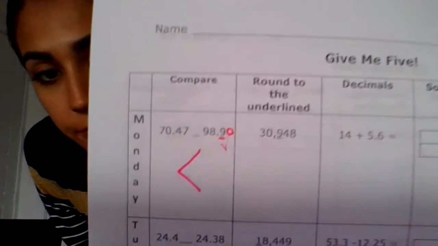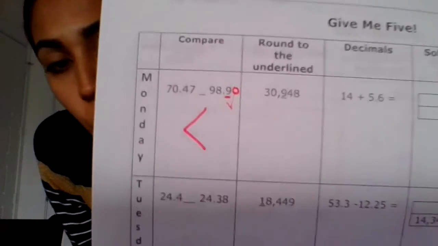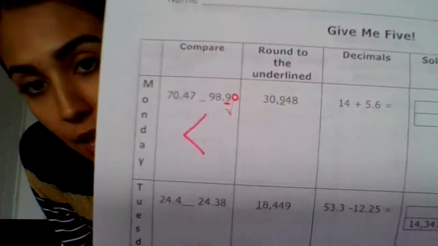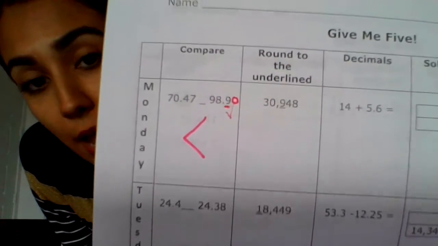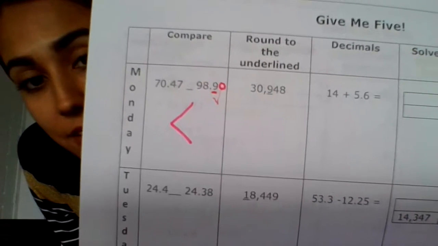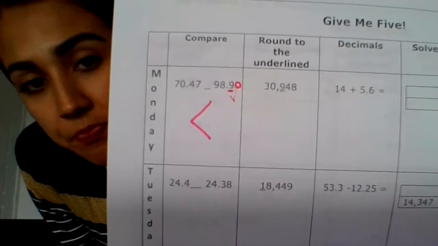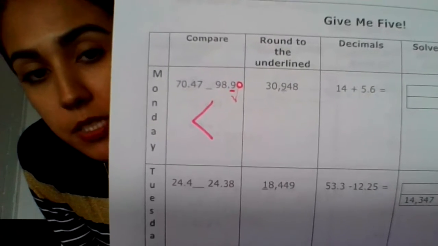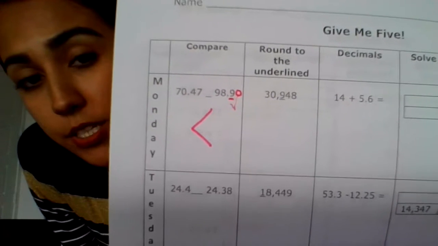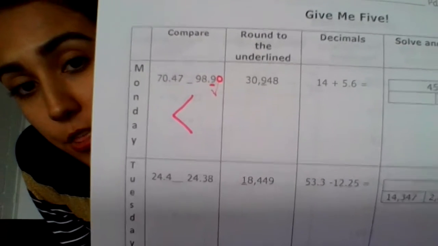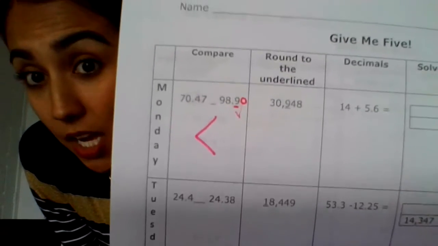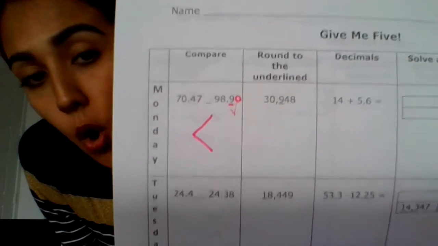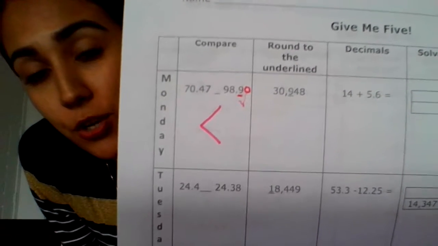Second column, round to the underline. Okay, we've seen a couple of problems like this. First, what place value are they wanting you to round to? Well, they have the 9 underlined, and that 9 is in the hundreds place value, meaning, are we going to be rounding down to 30,900? Or are we going to round up to 31,000?